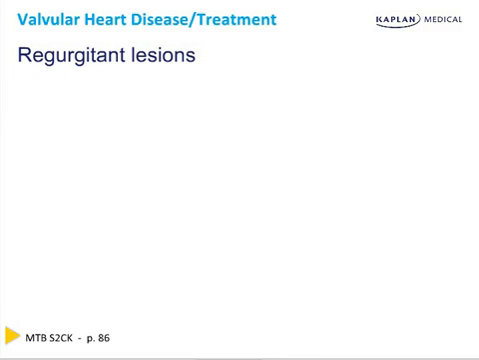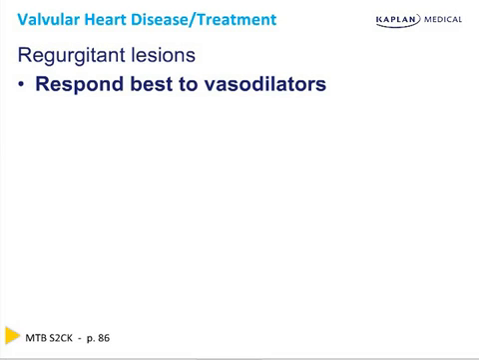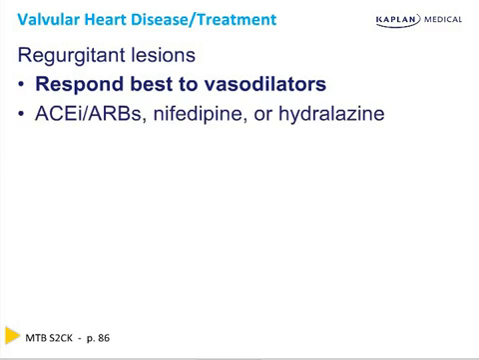The best initial therapy for regurgitant lesions is vasodilators. Now, what does a vasodilator mean to you? The best initial vasodilator for a regurgitant lesion is an ACE inhibitor or angiotensin receptor blocker, nifedipine or hydralazine. Now, if this was congestive heart failure alone from a weak muscle of the left ventricle, then ACE inhibitors and ARBs are clearly superior to nifedipine and hydralazine. But for a regurgitant lesion, which simply needs vasodilation, the difference between them is pretty small. As a matter of fact, it's so small, you won't be asked to choose between them.